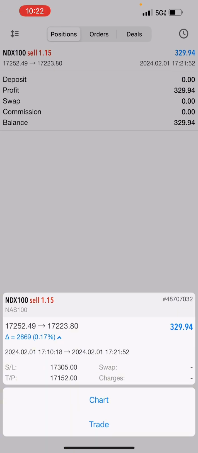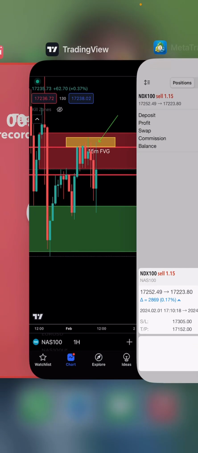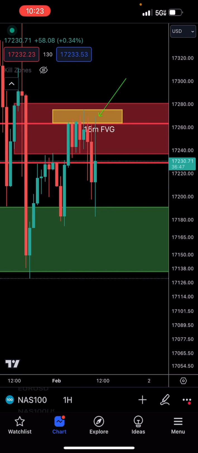Now, this is my 100K prop firm challenge. Notice, I'm slowly building it. I had one lot on there, which meant, okay, my stop loss was 17,305. So even if I would have lost that trade, I was only losing $500. My take profit was 152. I had a 2-to-1 risk reward. Now, does that mean you have to hold? No.